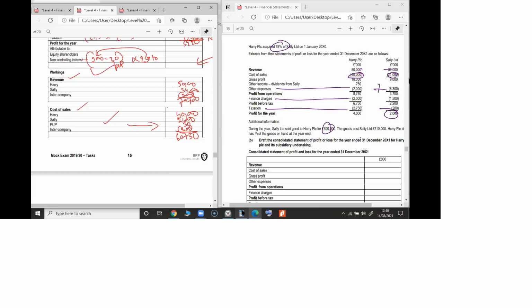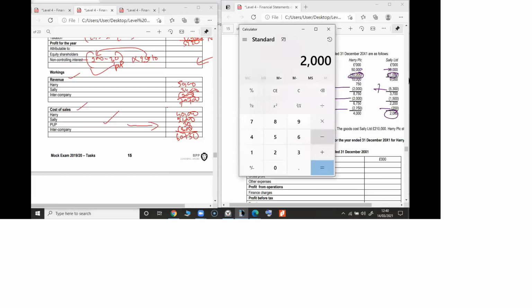Let's do it. 2,000 minus 30, sorry. 30 times by 25%. I got 492.93, I will take 493, yeah? 493 is your non-controlling interest. So 5,220 minus 493, attributable to equity holder is 4,727. That's the end of the question.